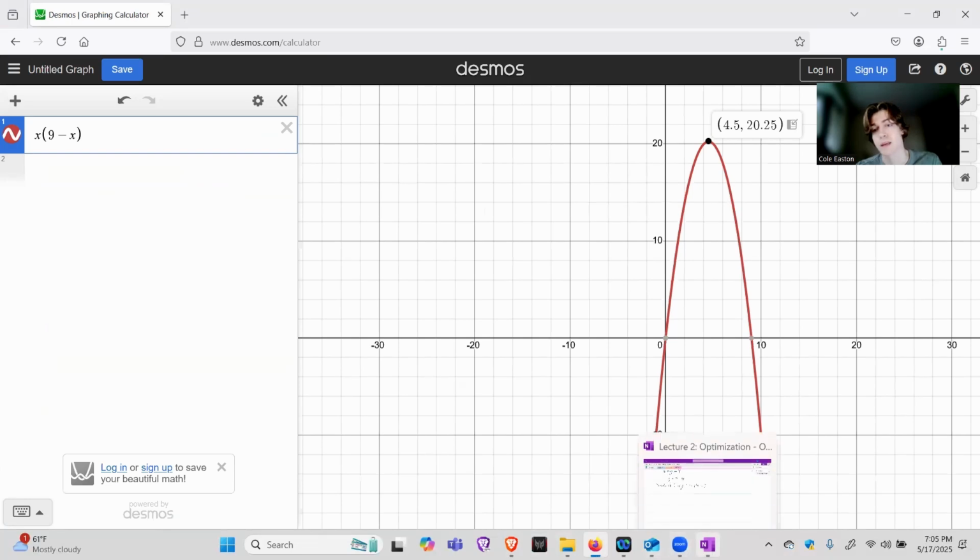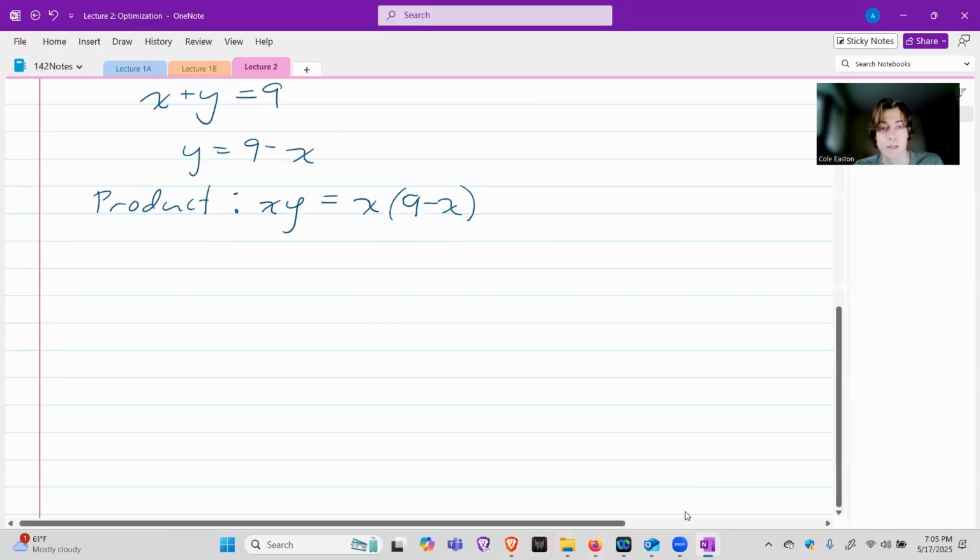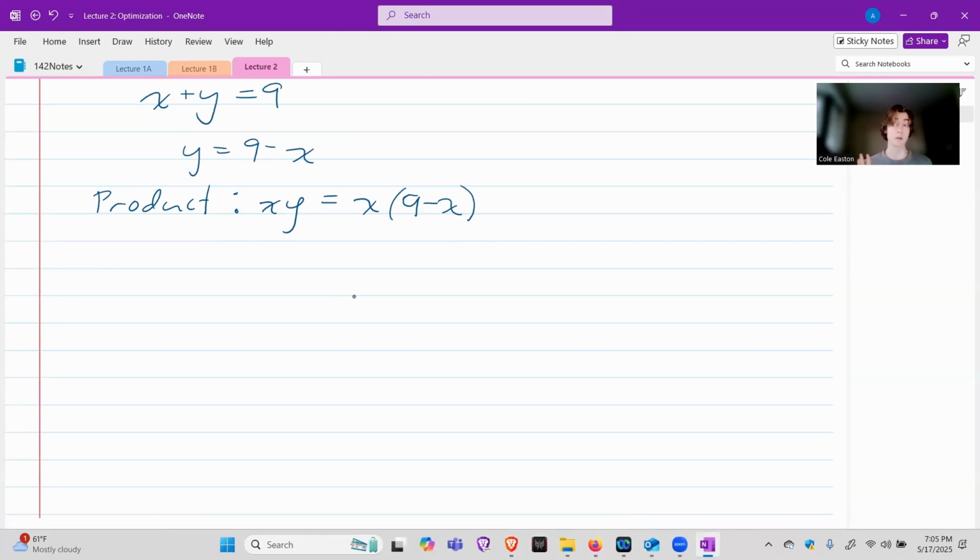Now, how would we find that without graphing? Because that is actually our goal. And so we see actually now that our fifth grader's guess was not quite right. They were close, but not quite right because they didn't think about the possible decimals. So let's go and factor or expand this out. So we have 9x minus x squared.